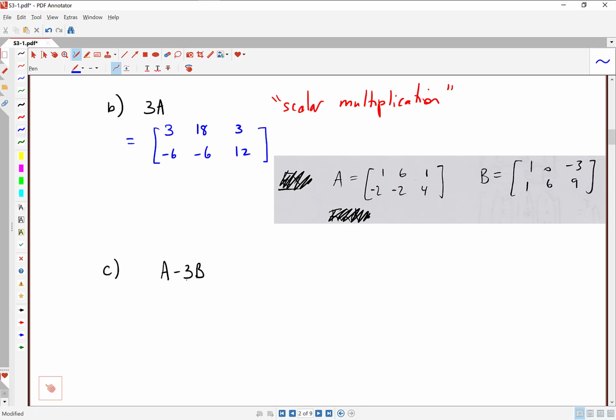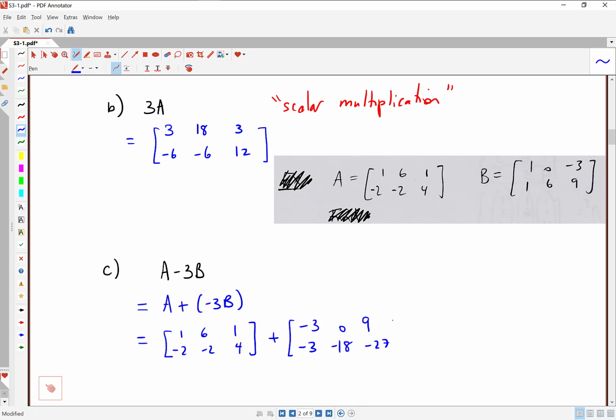So now we're going to try A minus 3B, and I've just recopied the matrices A and B here so that we can see them on the screen. So to do this, let's think of this as being A plus negative 3B. And so the first operation we would do is the scalar multiplication on B. So I'm just going to recopy the matrix A so that we've got that. And we're going to multiply B through by negative 3. So negative 3, 0, 9, negative 3, negative 18, negative 27.